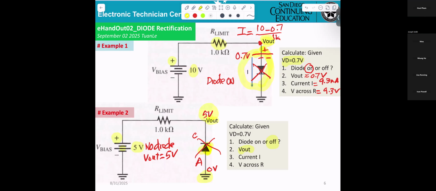For the diode to be on, anode A has to be higher than cathode C by 0.7. Because 0 is higher than 5 volts? No. Zero in the anode, 5 volts at the cathode, the diode must be off.